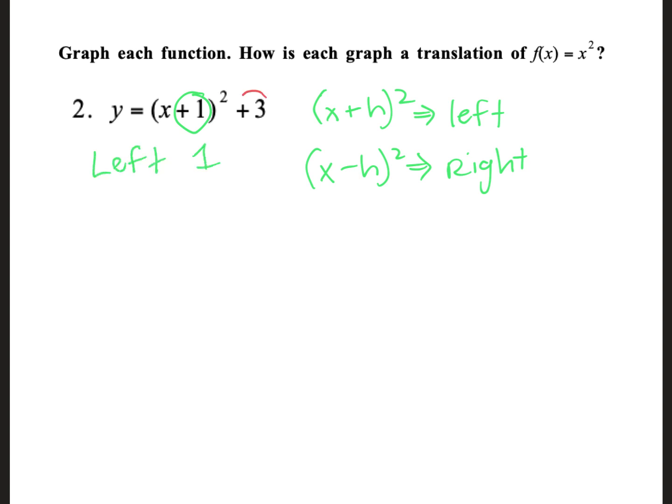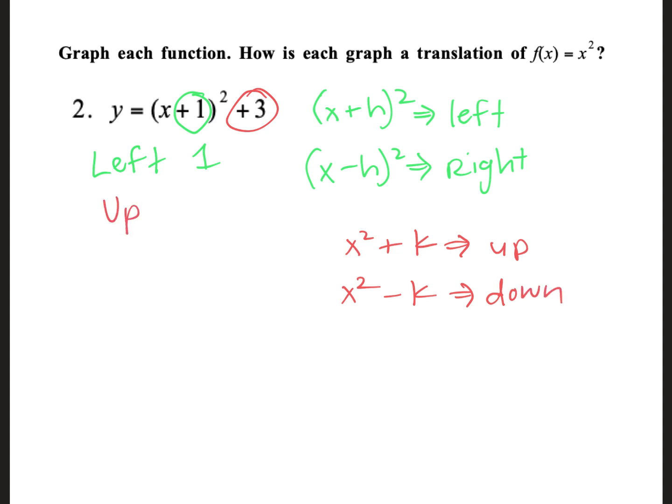Then you also have a number on the outside. If you have x squared plus k on the outside, that means it's going up. If you have x squared minus k, that means it's going down. So for this one, we're going up 3. So we're looking for the graph that moves left 1 and then up 3. And that is all you have to do for these two.